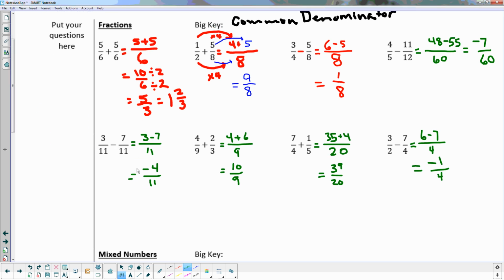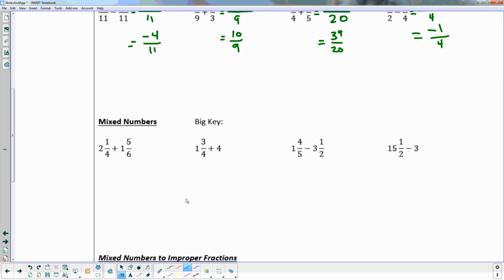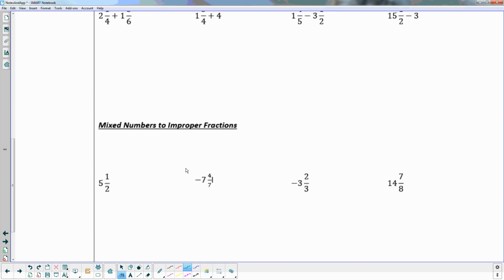So that's the idea on just how to add and subtract just fractions. For mixed numbers, I'm actually going to skip that for right now. This was kind of put in the wrong order. But we're going to talk about how to turn mixed numbers into improper fractions first, because that's actually going to be my first step of adding and subtracting mixed numbers.